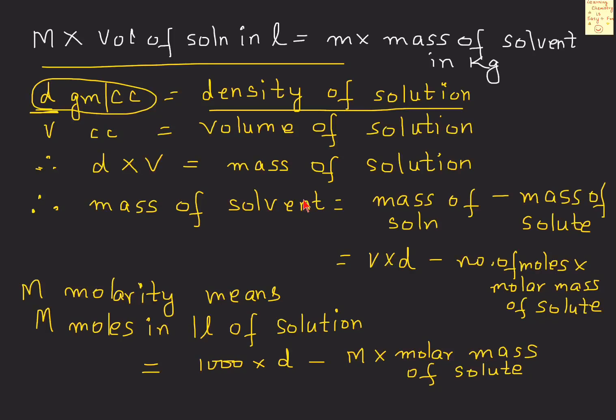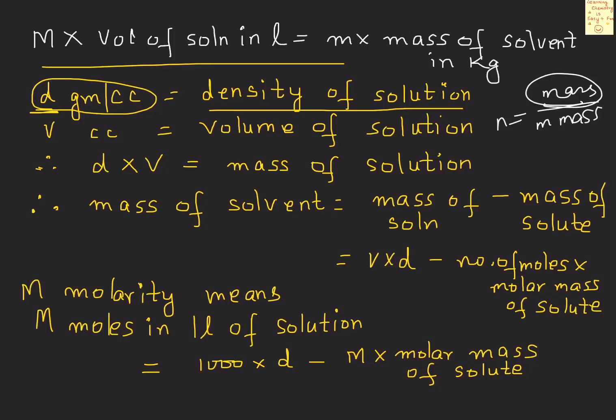Now, mass of the solvent would be what? Simple, mass of the solution minus the mass of the solute. What's the mass of the solution we've got? V into D, very good. What's the mass of the solute? That will be the number of moles into the molar mass of the solute, correct? Because we know that the number of moles is the mass divided by the molar mass. So, number of moles into molar mass will give us the mass over here.